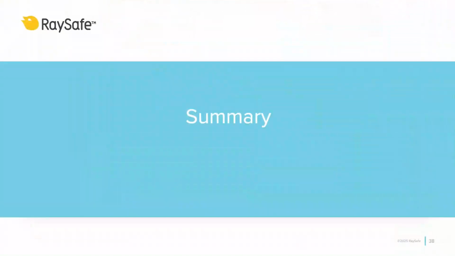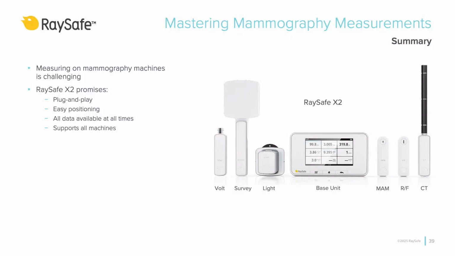A very short summary. Measuring on mammography is challenging. The small, compact geometry in combination with various machine designs makes it hard to accurately describe or estimate the output. Your best ally in this is our RaySafe X2, which will provide you with state-of-the-art technology and superior ease of use. Measuring on mammography has never been easier. RaySafe X2 will guide you in the best possible way so you can excel in your role.